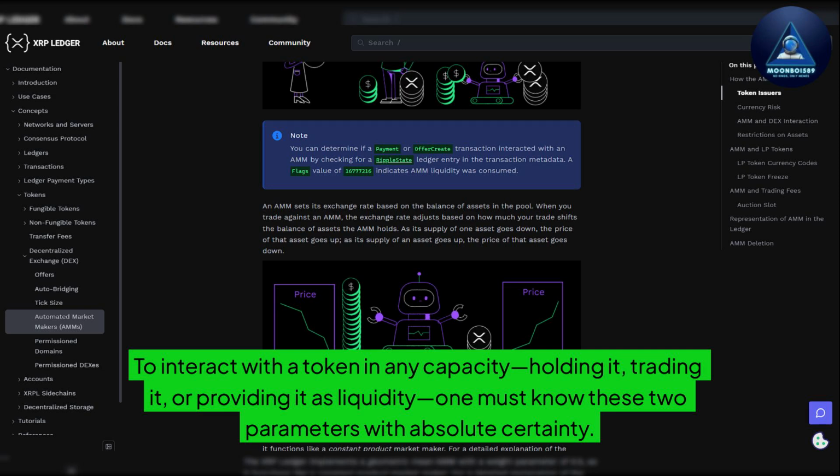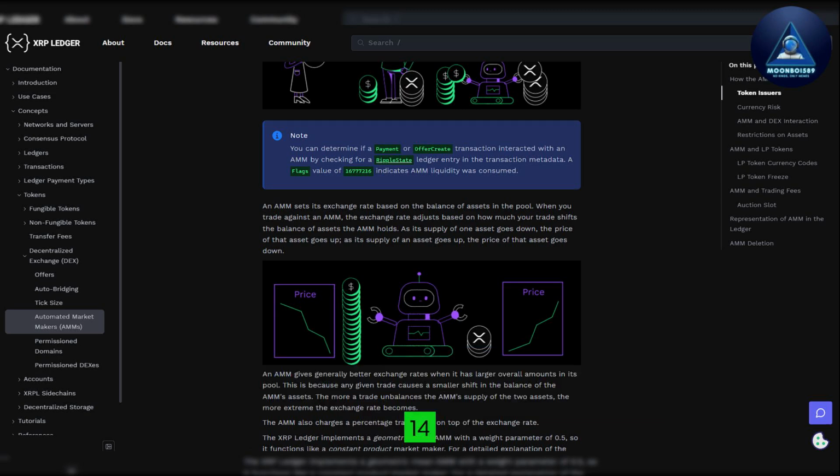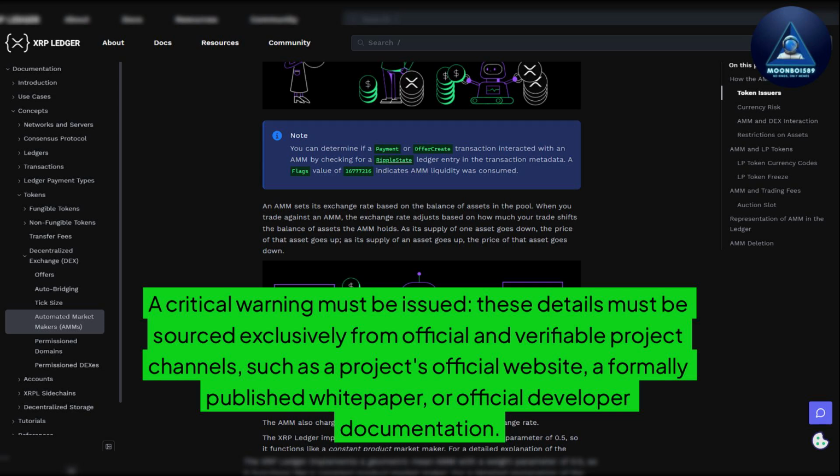To interact with a token in any capacity, holding it, trading it, or providing it as liquidity, one must know these two parameters with absolute certainty. An AMM deposit transaction requires the precise currency code and issuer address for the token assets being deposited. A critical warning must be issued.